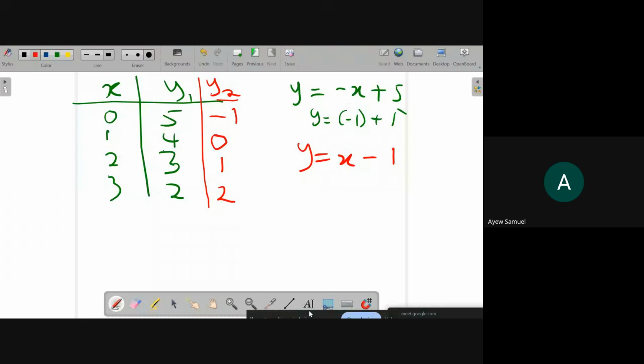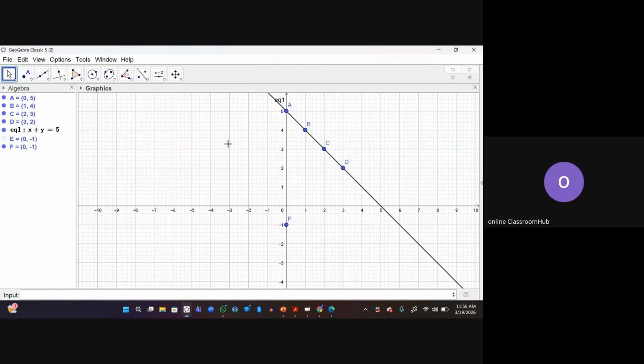Yes. So for the equation, we have 0 and -1 as one coordinate. We have 1 and 0 as another coordinate. So let's see 1 and 0.